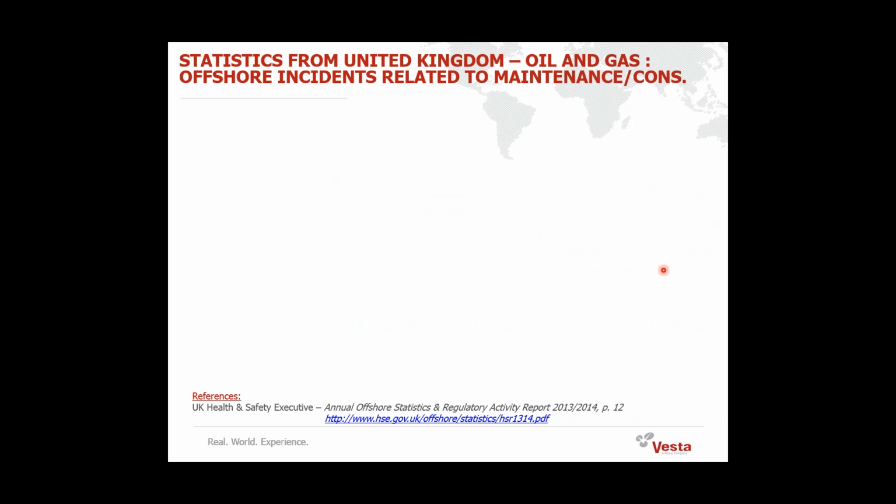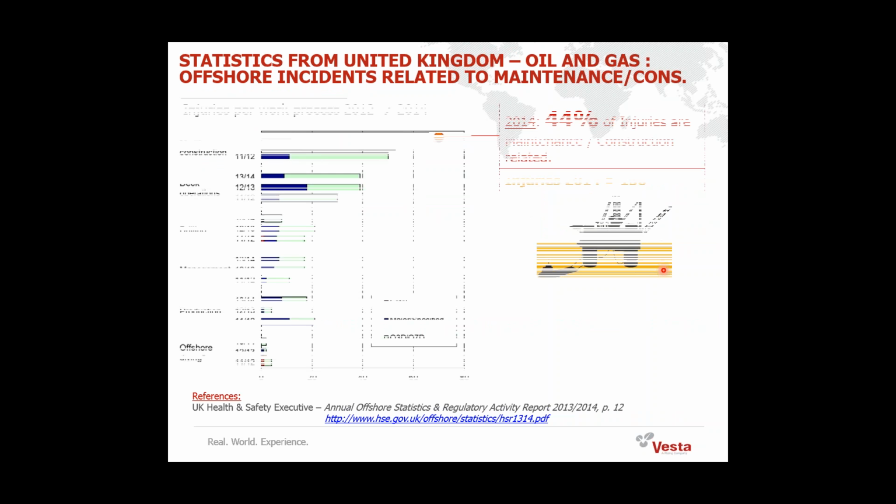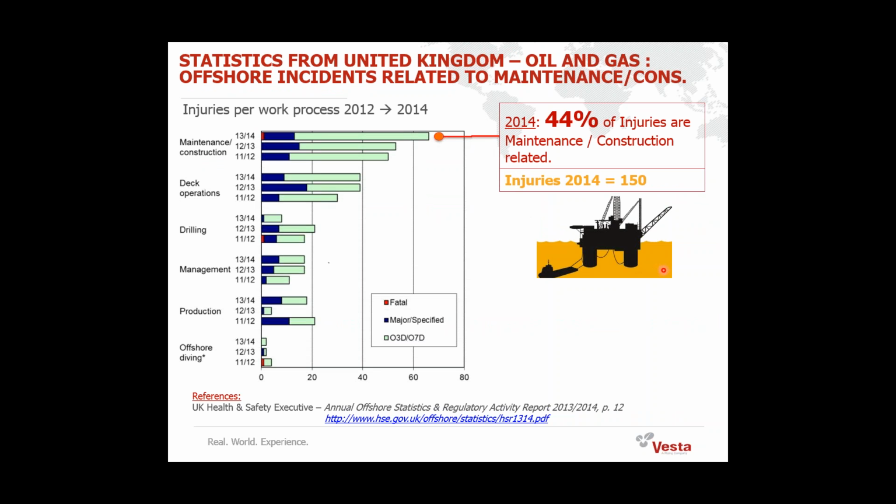This is another statistic from the UK Health and Safety Executive, and this is still related to oil and gas and to maintenance and construction. Here, in 2014, 44% of injuries are related to maintenance and construction. If we just make an assumption of 50-50, then we can assume 20% of injuries is related to maintenance among 150 in 2014.